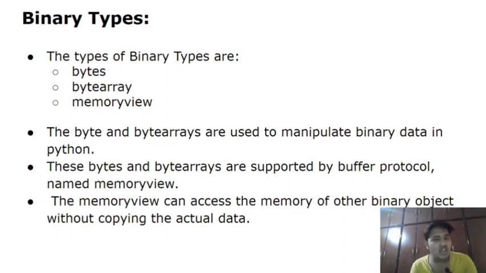So bytes and bytearray are used to manipulate binary data, and they are supported by a protocol called memoryview. Is that clear? Memoryview can access the memory of other binary objects without copying the actual content. So what it means is that memoryview is a protocol that can directly access the binary object's memory without creating any copy of it. It can directly access and directly modify that. Is that clear? Yeah. Now let us execute all this.